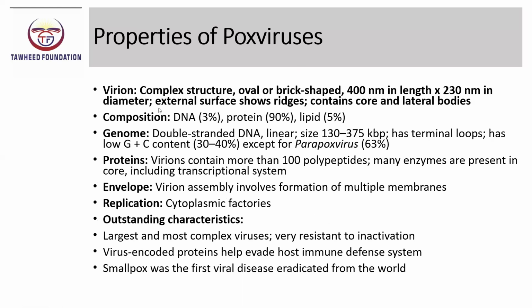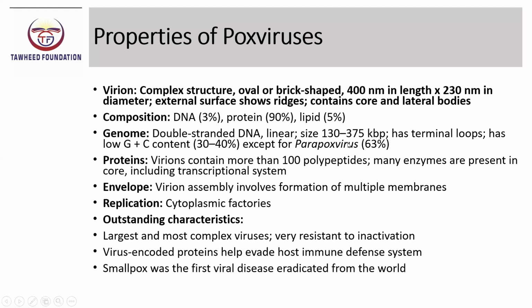Properties of pox viruses. Virions have a complex structure, oval or brick shape, that is 400 nanometers in length by 230 nanometers in diameter. Its external surface shows ridges and it contains a core and lateral bodies. Its composition: DNA is 3%, whereas protein is 9% and lipid is 5%. The genome is double-stranded DNA. It is linear in shape.